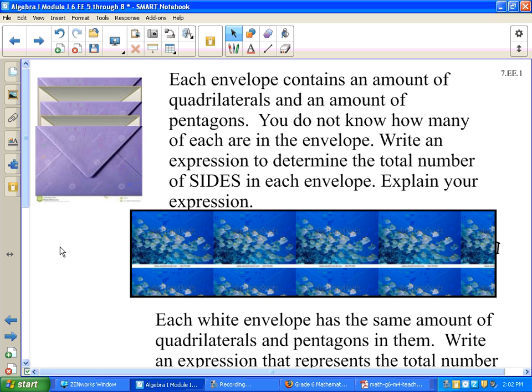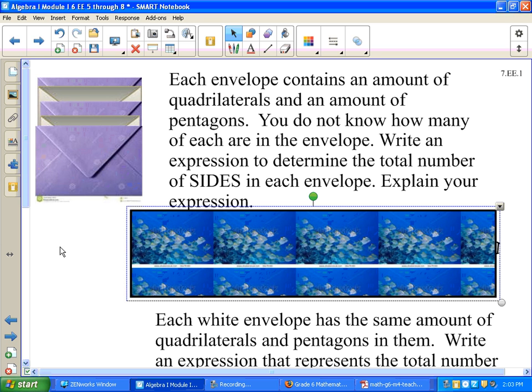Each envelope to the left contains an amount of quadrilaterals and an amount of pentagons. You do not know how many of each are in the envelope. You don't know how many pentagons there are. You don't know how many quadrilaterals there are. Write an expression to determine the total number of sides in each envelope and explain your expression.